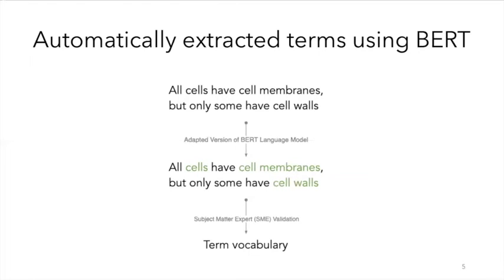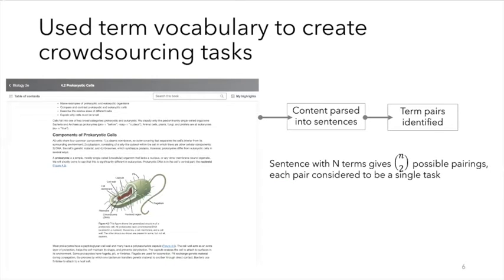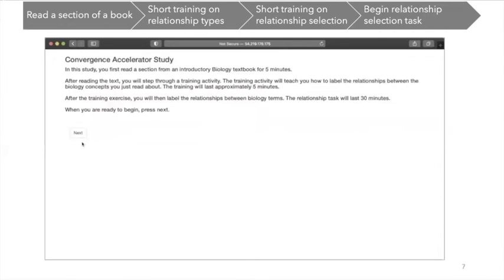To identify and automatically extract terms from the textbook content, we utilize the BERT language model illustrated here. We then use the extracted terms to create the crowdsourcing tasks. We parsed the textbook's content into sentences and identified the term pairs in each sentence. A sentence containing n terms leads to n choose 2 term pairs, with each term pair considered as a single task.